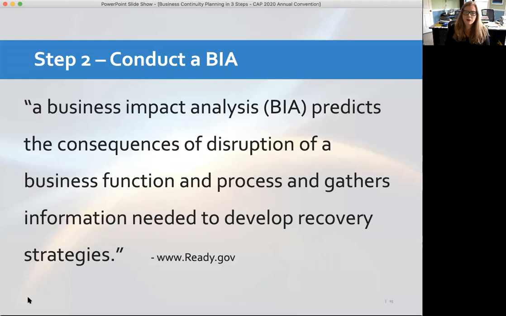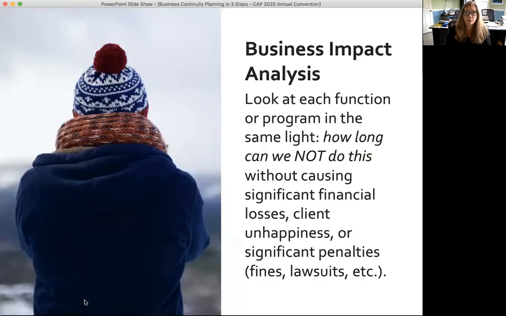Step number 2 in this 3-step process is to conduct what's called a business impact analysis. And you can see from the website ready.gov this definition of BIA. The website says a business impact analysis predicts the consequences of disruption of a business function and process and gathers information needed to develop recovery strategies. It's a little bit of an academic and a formal definition, but I want to show you some of the things you want to be thinking about as you do a business impact analysis.